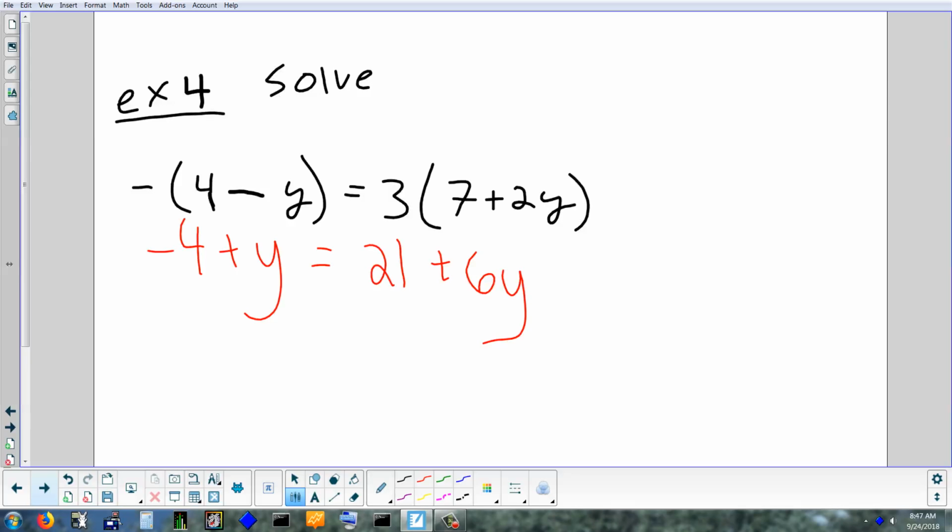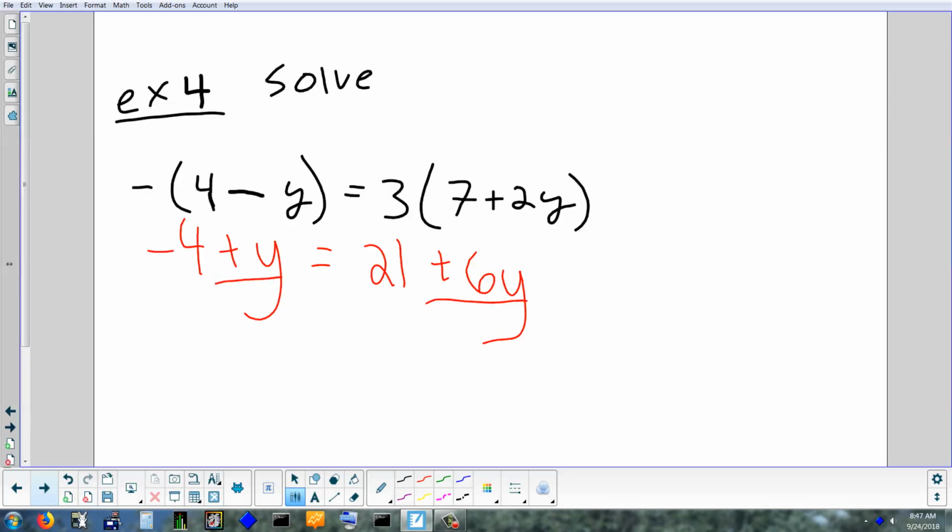Okay, so now we get into moving stuff around. I don't care what we move first. You can move the variable, you can move the number, I don't care. Gigi, what do you want to move first? Positive y. I want to move the positive y, right? Because we got a positive y and a positive 6y. Move the smaller one. Like Yusuf said earlier, then you're not dealing with negatives if you move the smaller one.